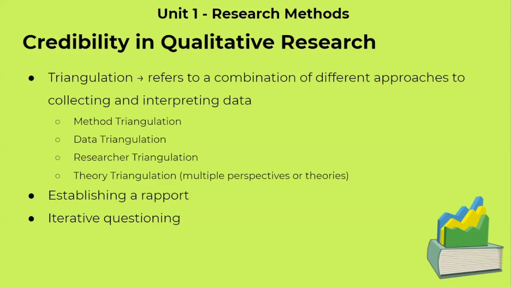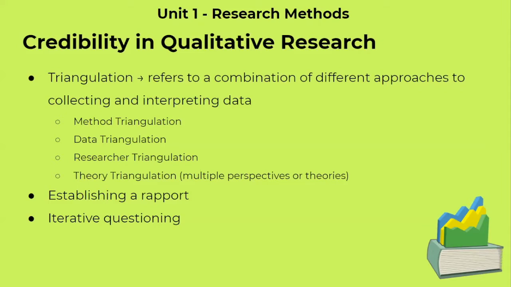The next one here is data triangulation. This refers to using many different types of data that you can find from registrars, from existing surveys, and such. This is just the same thing as method triangulation, but we're using different sources of data.